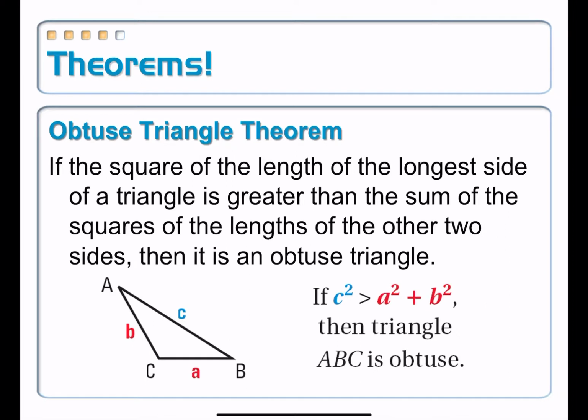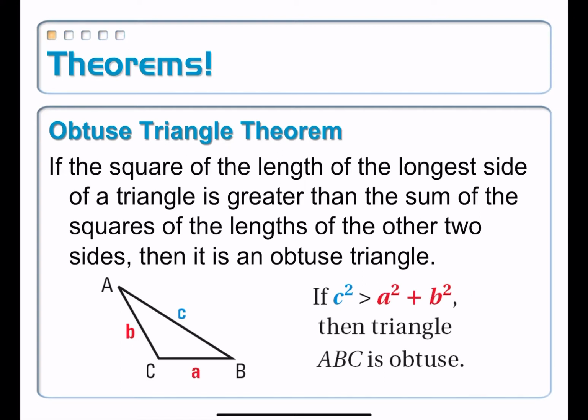If the square of the length of the longest side of a triangle is greater than the sum of the squares of the lengths of the other two sides, then that triangle is obtuse. In other words, if c squared, where c is the biggest side, is greater than a squared plus b squared, then our triangle is obtuse. Again, get in the habit of writing the largest one down first. That way I can easily associate that greater than symbol with the word obtuse. If I write it in the reverse direction, a squared plus b squared would be less than c squared, and I might accidentally think that it's an acute triangle.